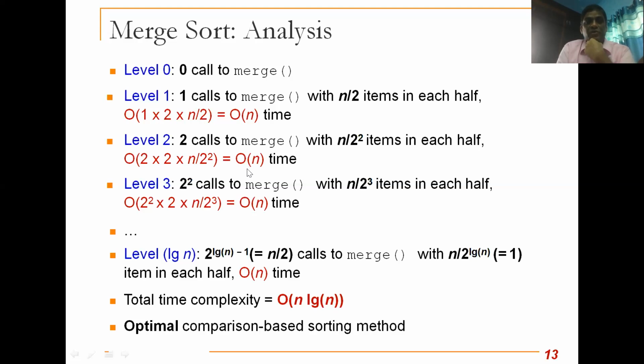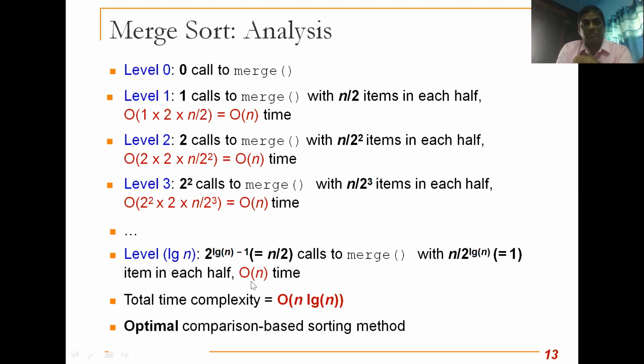Similarly, if you look at level 3, again it's going to be 2 square calls in level 3, each containing n by 2 power cube elements in each list. Therefore 2 square into 2 into n by 2 cube is the time complexity required, which is again order of n time. If you look at this, each level requires order of n time except level 0. So what is the last level in the algorithm? It is log n level. So the log n level is also going to take how much time?